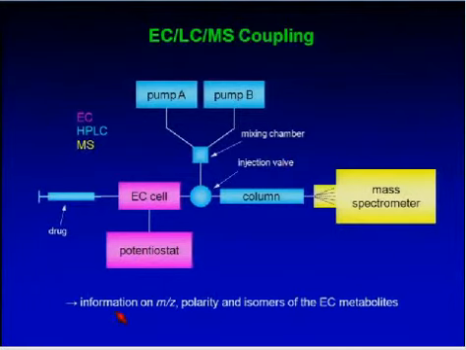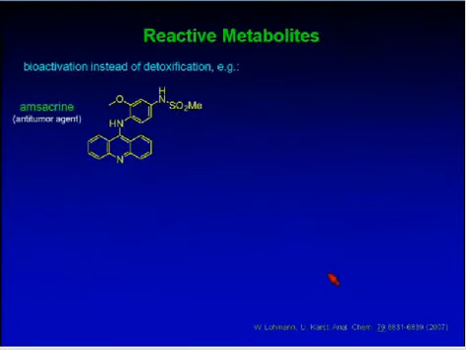We obtain information on mass to charge ratios, polarity, and also of the isomers of electrochemical metabolites. Especially polarity information from the LC system is very helpful because then we can see if there's not only one metabolite form, but if we have an array of metabolites, which is important in some cases. I would like to go now through a couple of examples for different approaches related to electrochemistry.